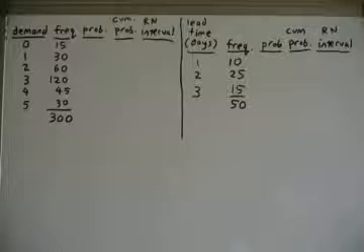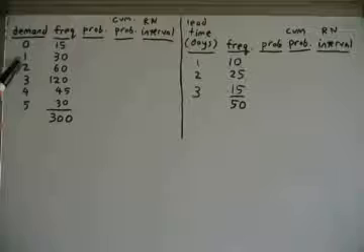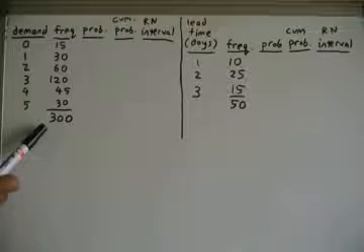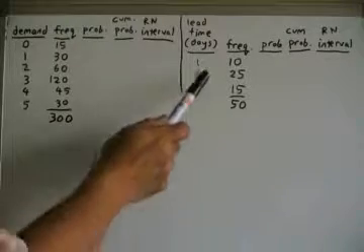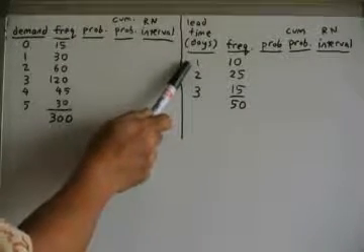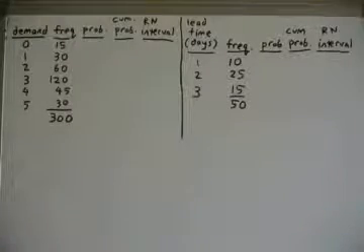So the first data is about the demand. There are 15 days when demand is 0, 30 days when demand is 1, and so on. Altogether there are 300 days. The next data is about the lead time, which represents the time from when the order is placed until the order arrives. So there are 10 orders when the lead time is 1 day, 25 orders when the time is 2 days, and so on.